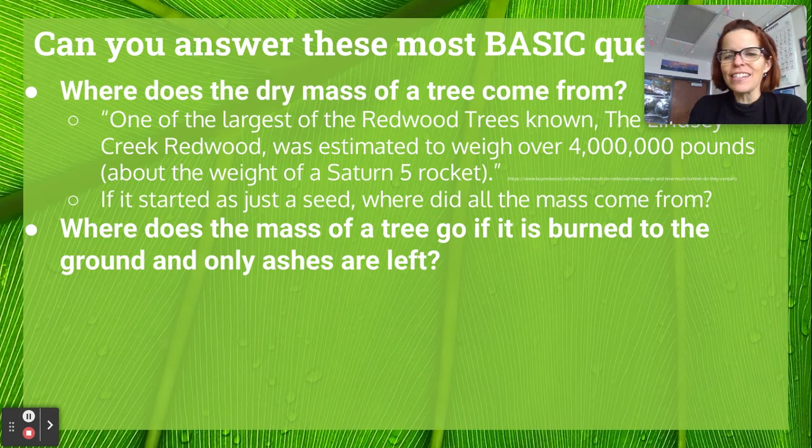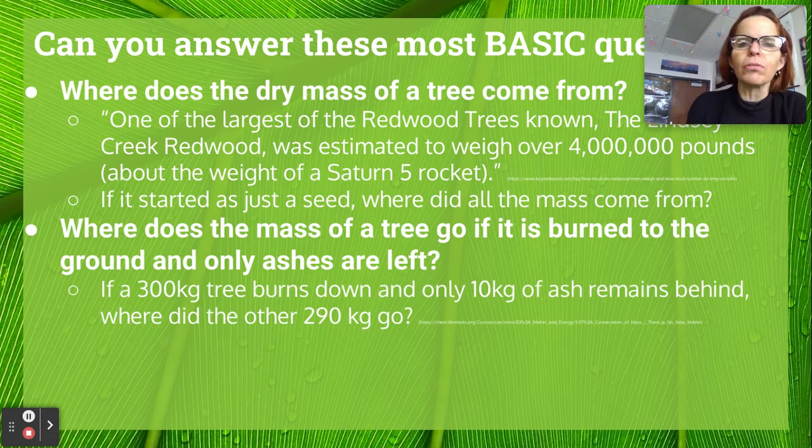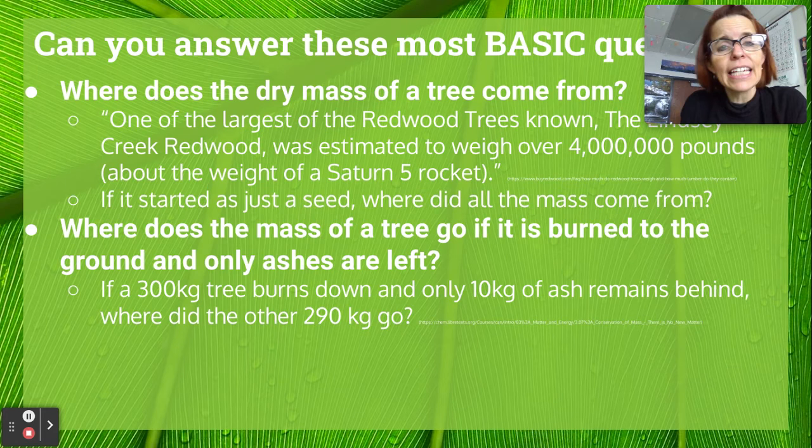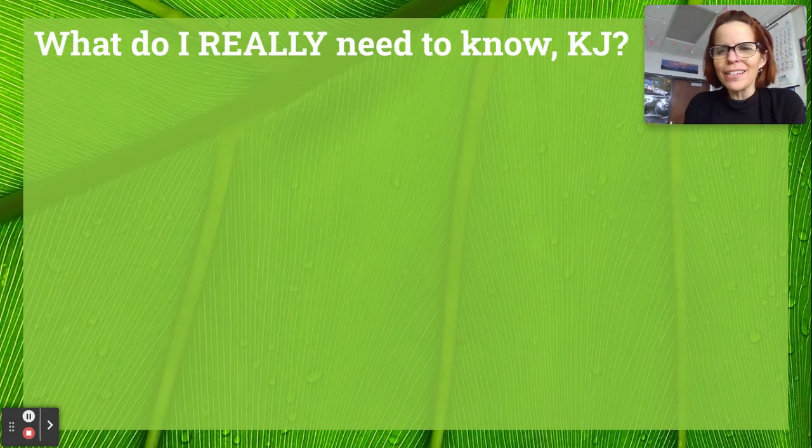All right, the other question is sort of the reverse process. Where does the mass of a tree go if it is burned to the ground and only ashes are left? For example, we'll use a much smaller tree in this case. If a 300 kilogram tree burns down and only 10 kilograms of ash remains behind, where did the other 290 kilograms go? Back into the air as smoke, as carbon dioxide. When anything burns, carbon dioxide is released, so it's going back into the air. Isn't that amazing how the planet recycles things? Oh my gosh, it's incredible.